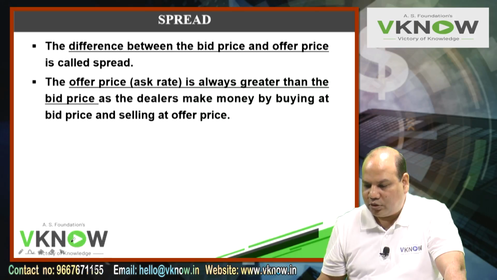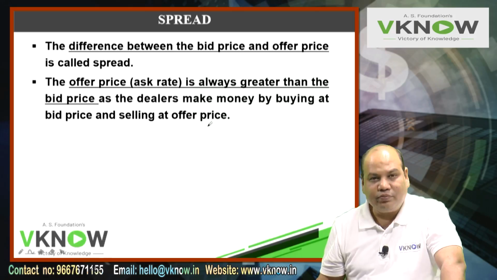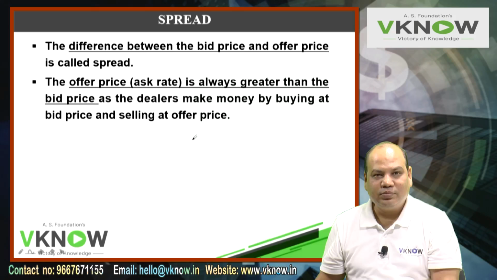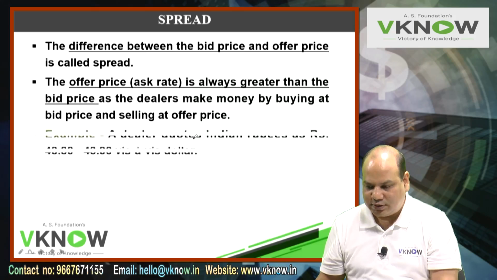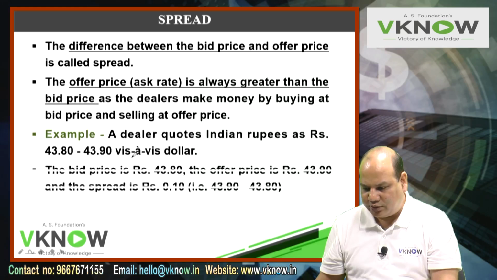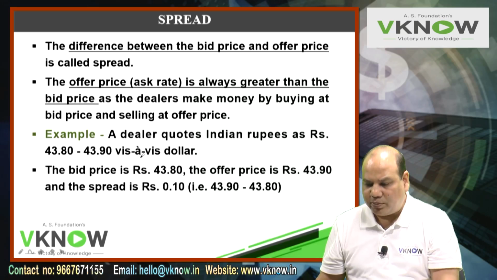Same thing happens for foreign currency. For a forex dealer, the foreign currency is like an apple. Buy at low price, sell at high price. Make profit. See one more example for you. A dealer in India quotes Indian rupee as rupees 43.80 and 43.90. So what is bid rate? 43.80. What is ask rate? 43.90. What is the spread? The spread is 10 paise, rupees 0.10.